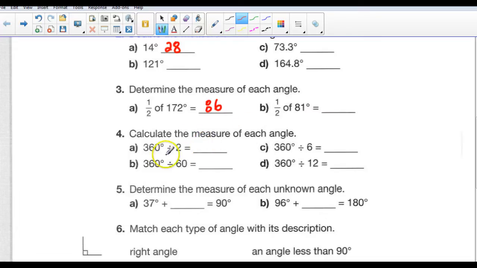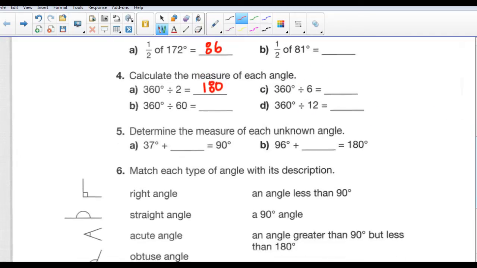Calculate the measure of each angle. Well, 360 divided by 2. Just take your calculator and divide it by 2. It's the same as this one. Half of 172 is dividing it by 2, and this is the same thing as saying half of 360. 360 divided by 2, obviously 180, and you can do the other 3.